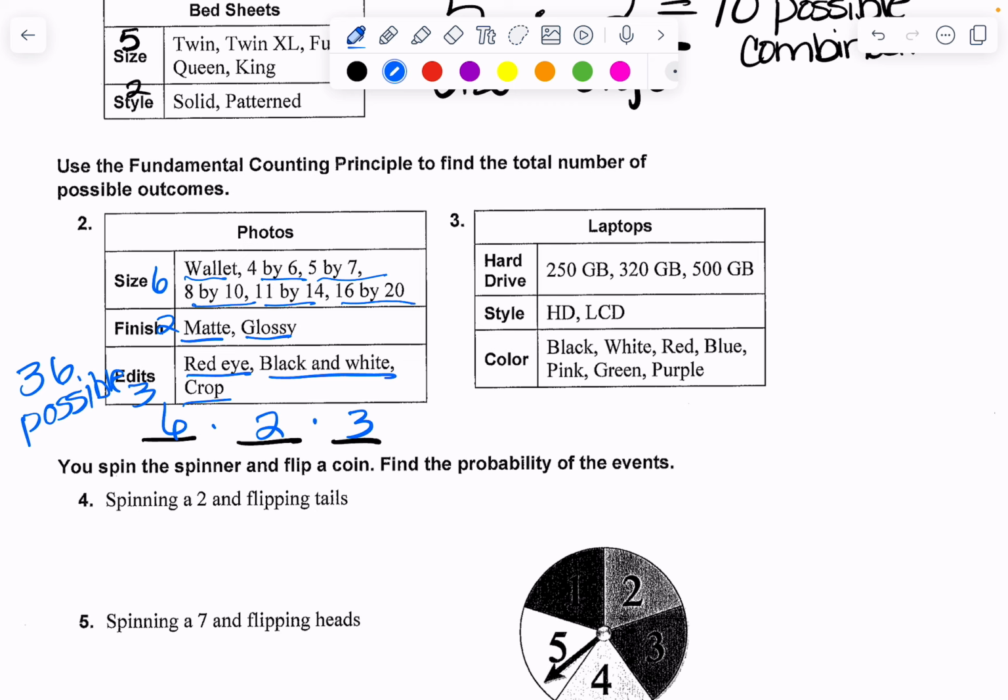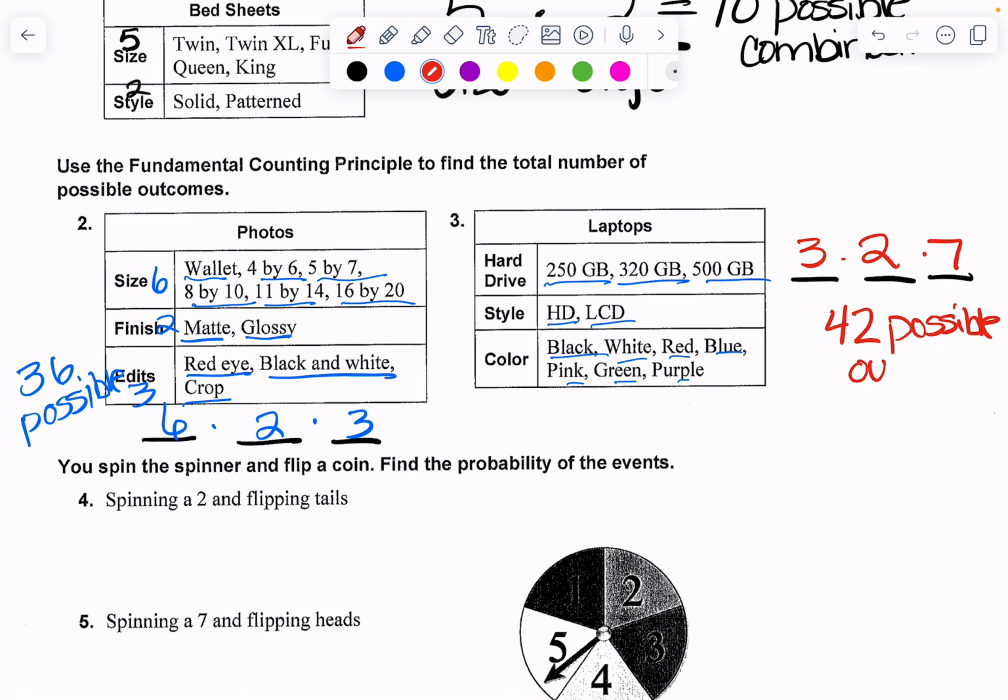Same thing if we look at the laptops. We have a hard drive, and you get to choose from those 3, style HD or LCD, and then color: black, white, red, blue, pink, green, or purple. If you think of each of these as a separate event, I have 3 possibilities for the hard drive, 2 for the style, and for color, I have 7. And so I'm going to multiply 3 times 2 times 7, and that's going to give me 42 possible outcomes.